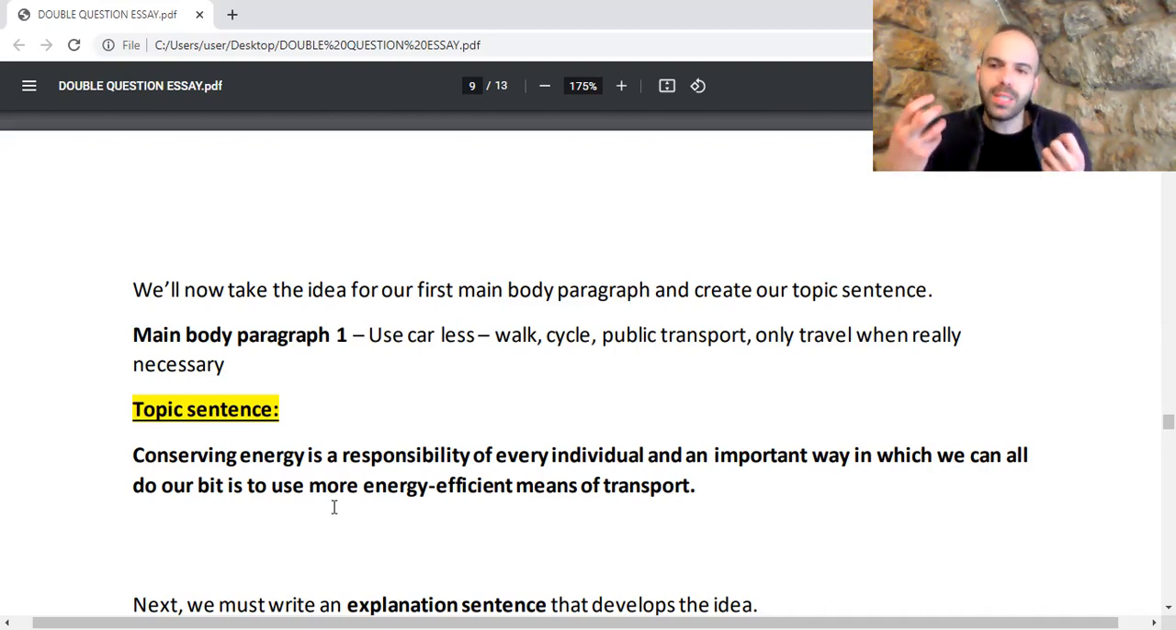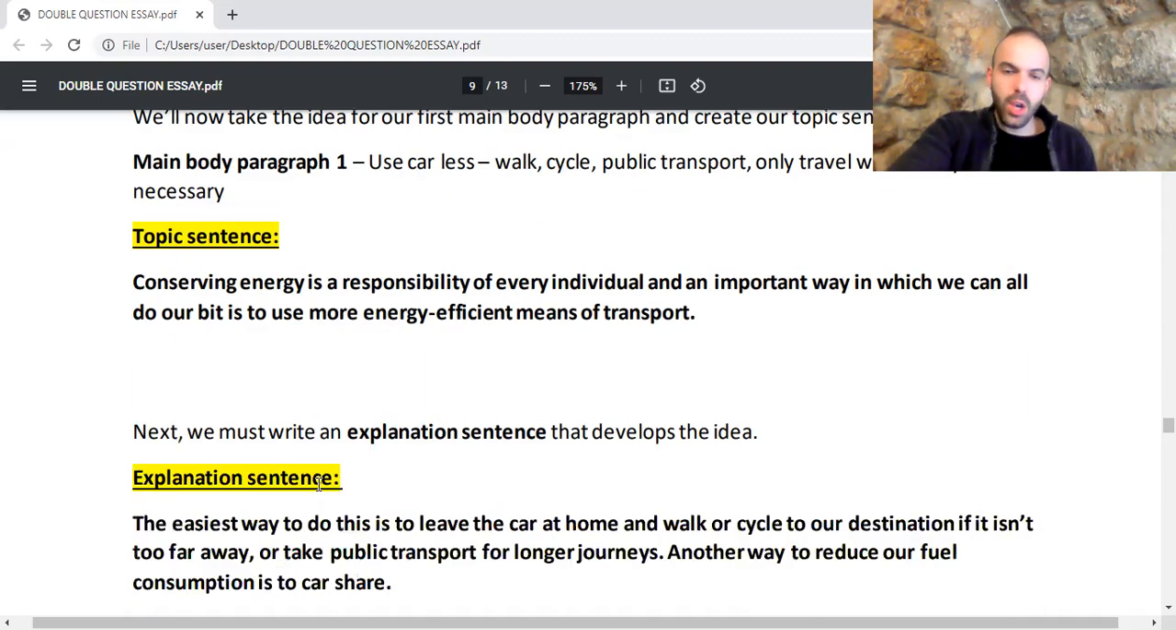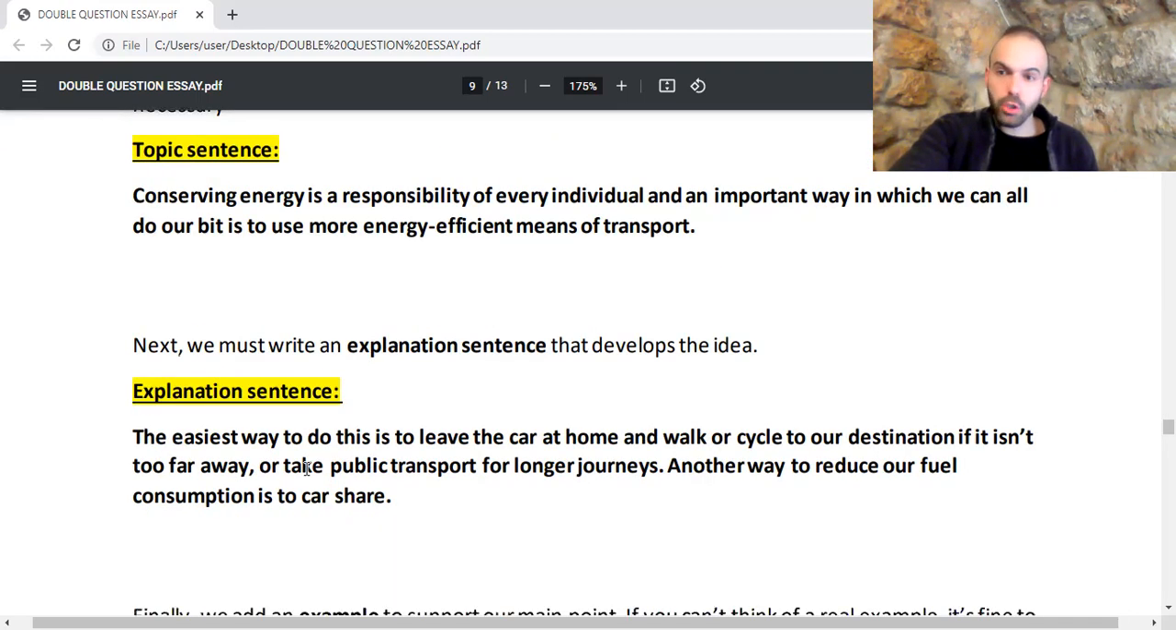That's what you have to do in the topic sentence. Topic sentence is very important as well. So it's about paraphrasing what you have already written in the introduction, but try to do it in your own way. Beautify it. You need to make it more beautiful, more attractive. So when the examiner reads it, he would feel more excited to read what's coming later. Okay? So next, we must write an explanation sentence that develops the idea. Let's see the explanation sentence.